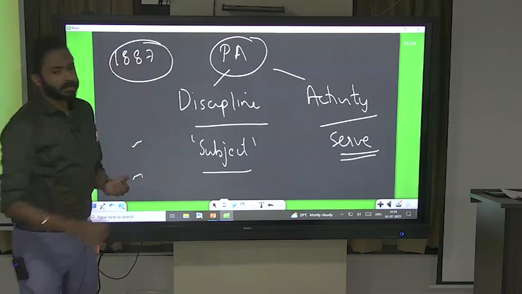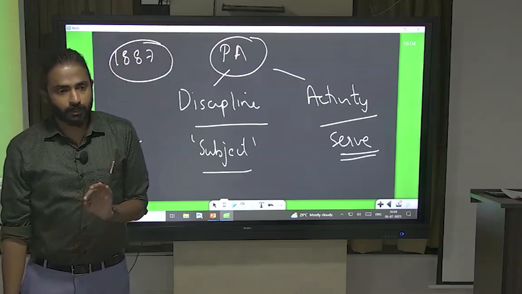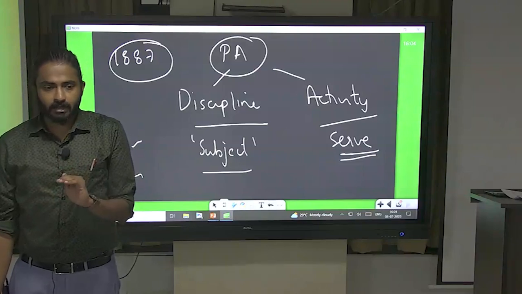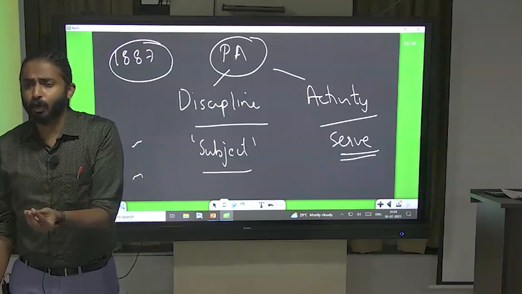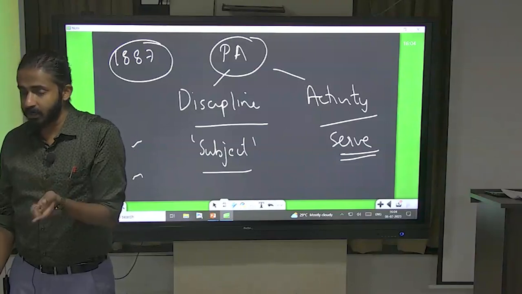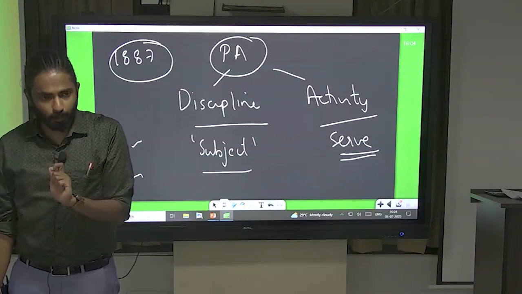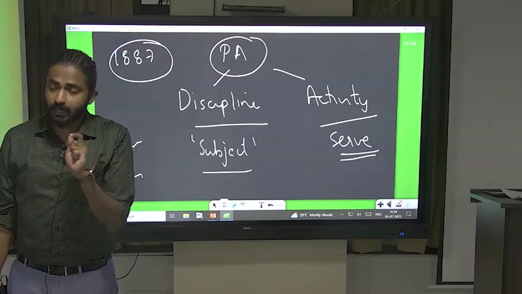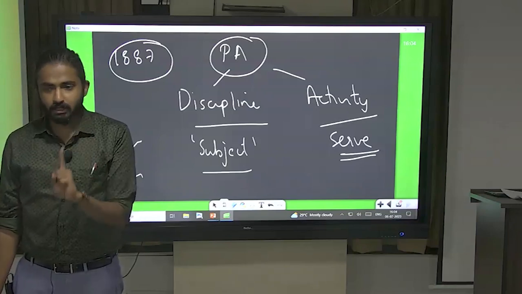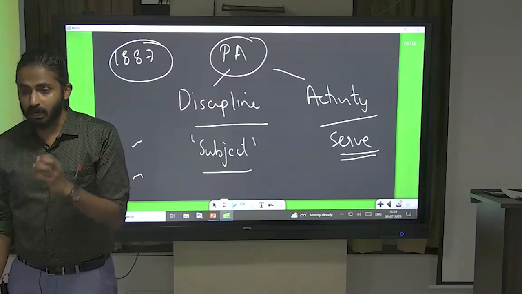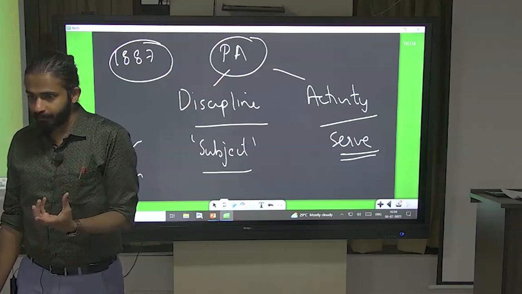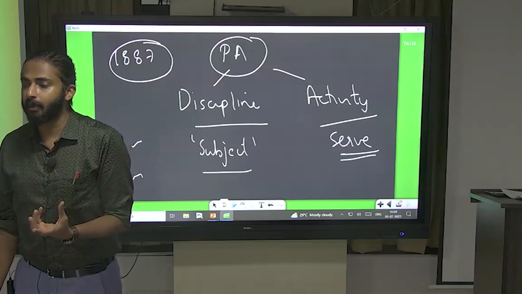Only in 1887, there was a former president of USA called Woodrow Wilson. Wilson said that otherwise public administration is considered as a sub part of political science. There was no separate discipline of public administration. It was studied as a sub part of political science. Woodrow Wilson at that time said we should study public administration as a separate subject. This is the symbolic beginning of the discipline of public administration.